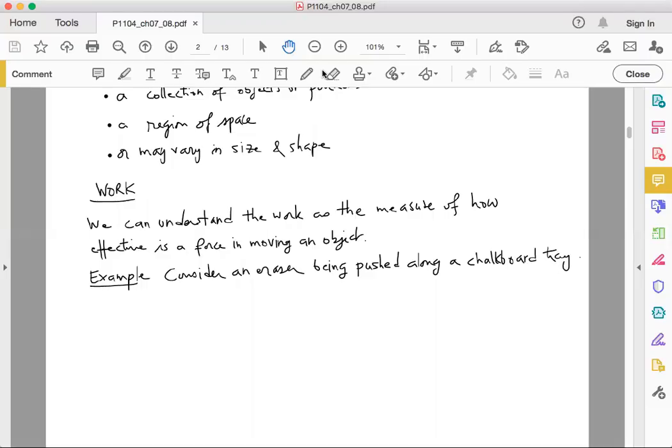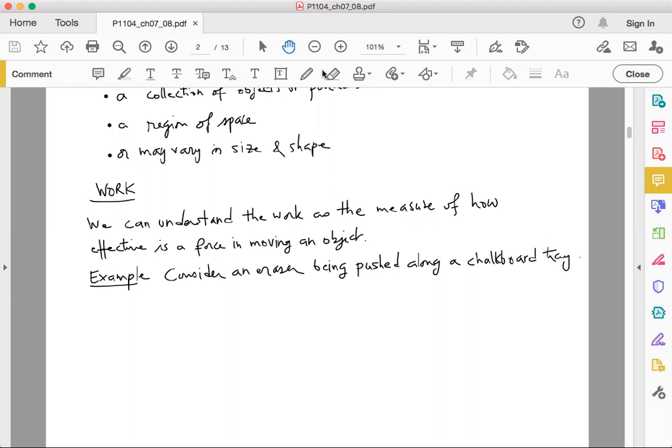So we've seen in chapter 5, when we discussed Newton's laws of motion, that an object, if it doesn't experience a net external force, will not change its state of motion. In other words, if it's at rest, it will remain at rest. And if it is moving with a constant velocity, it will continue moving with a constant velocity, unless it experiences a net external force.